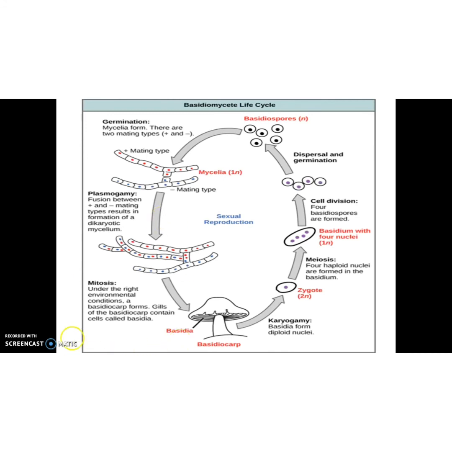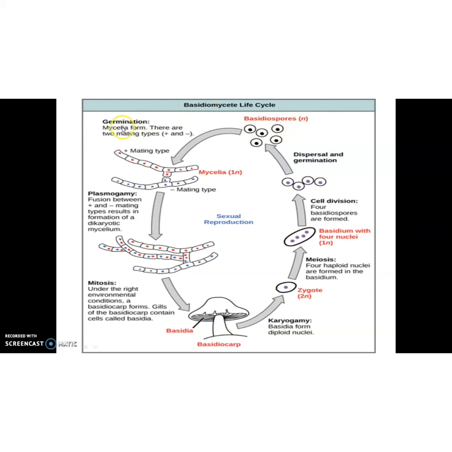Okay, so this is the diagrammatic representation of that. Here you can see fruiting bodies, then normal mitosis. Yeah, we can start from here. Then from here, karyogamy, the basidia form diploid nuclei, then the zygote is formed, and they undergo meiosis. Four haploid nuclei are formed in the basidium. So here the basidium with four nuclei, that is haploid, 1n. Then they again undergo cell division, four basidiospores are formed, 1, 2, 3, 4. Then their dispersal and germination, and these spores are known as basidiospores. What does n indicate? Yeah, the haploid number of chromosomes.